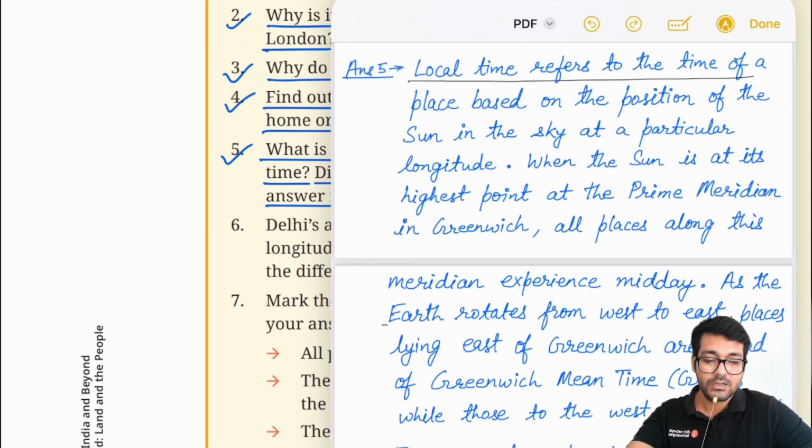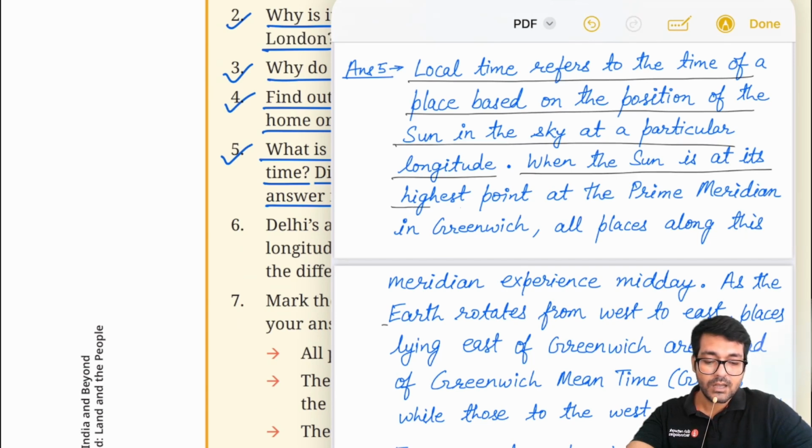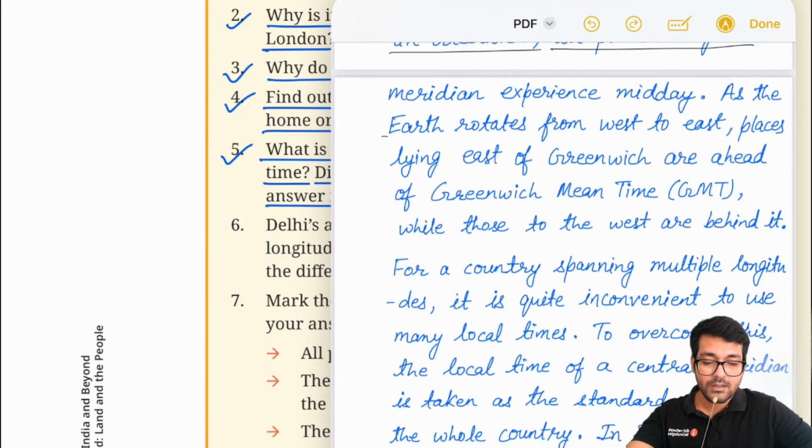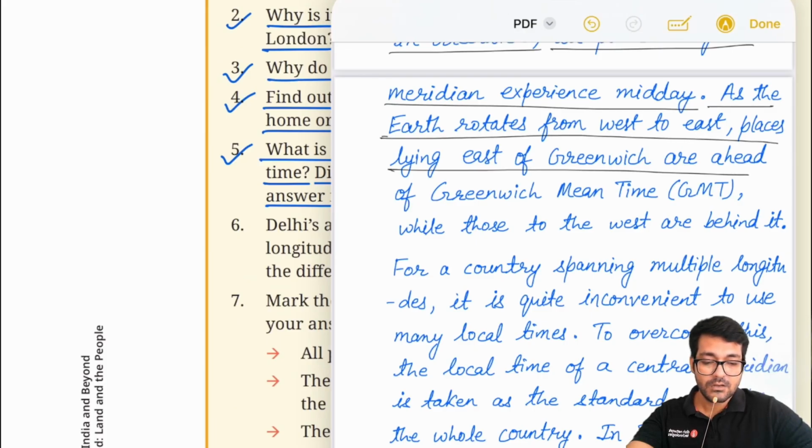Local time refers to the time of a place based on the position of the sun in the sky at a particular longitude. When the sun is at its highest point at the prime meridian in Greenwich, all places along this meridian experience midday. As the earth rotates west to east, places lying east of Greenwich are ahead of Greenwich Mean Time or GMT, while those to the west are behind it.